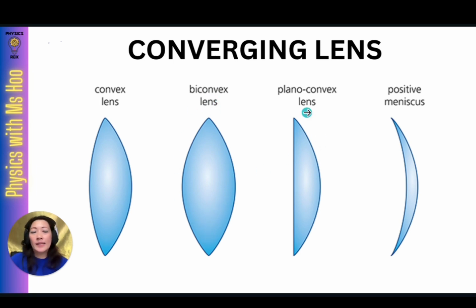A planar convex lens is a lens which curves outwards on one side only, and the other side is flat or plane. A positive meniscus lens would be curved on both sides, and they seem to curve in the same direction like this. So why is this classified as a converging lens? It's because for a positive meniscus lens, the light rays that travel through this lens will still converge. So you can see that the way the curvature is, the light rays will be forced to converge when they pass through this lens.